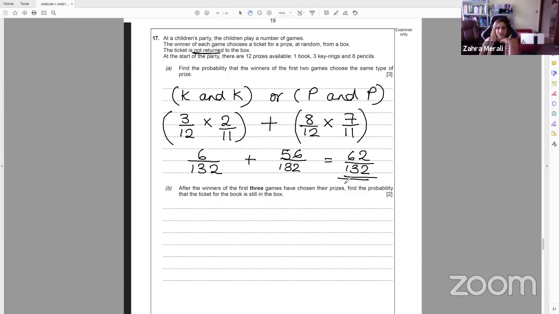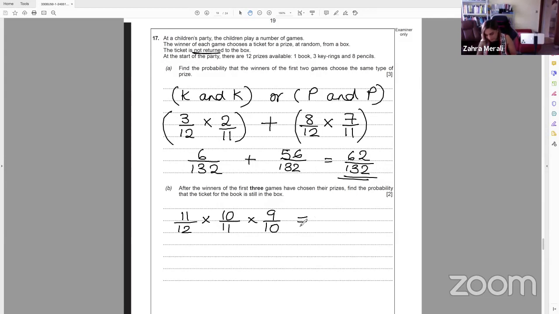After the winners of the first 3 games have chosen their prizes, find the probability that the ticket for the book is still in the box. So we're going to say the winners of the first 3 games have chosen their prizes. So that means the book hasn't been picked. So there's still 12 things there, but only 11 don't include the book. And then the second person picks, and now there's 10 things that don't include the book out of 11. And then there's 9 things that don't include the book out of 10.